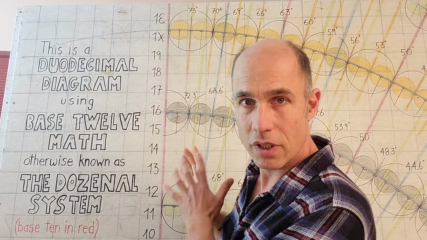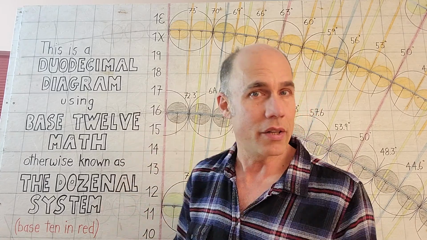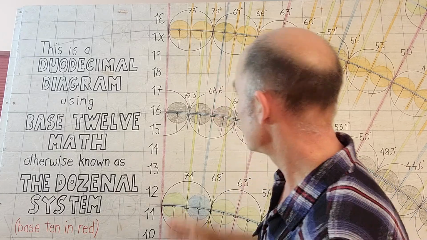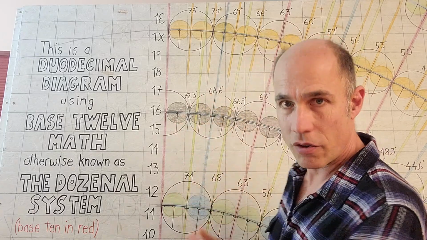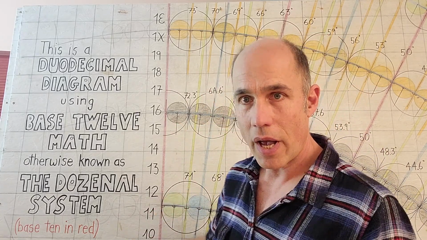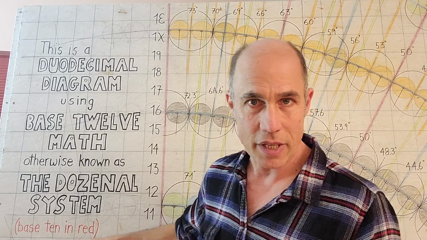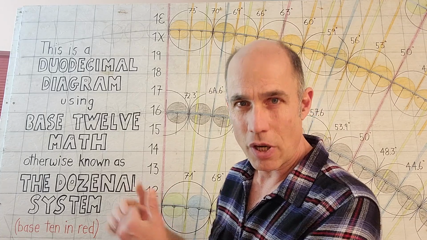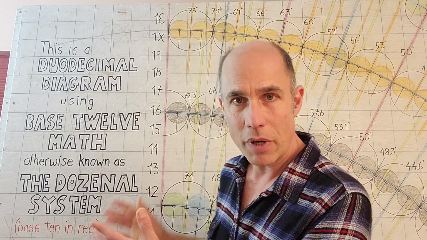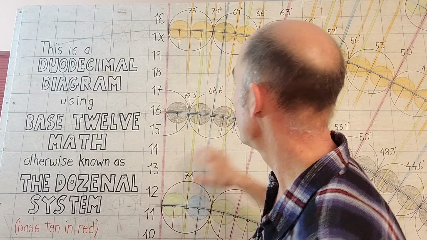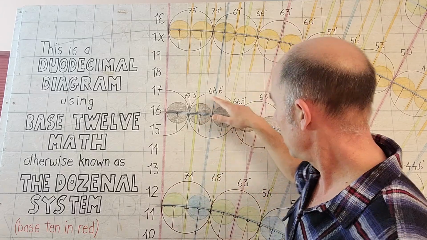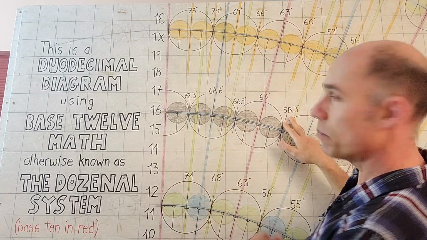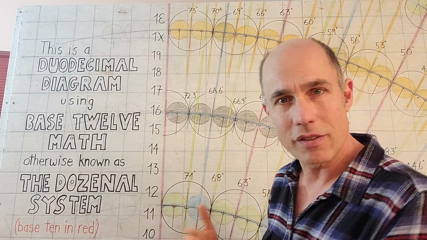So for this particular diagram, I've gone all in on the base 12 element. So all of the degrees, all the numbers are in base 12, although I have written some of the base 10 versions of the numbers in red. So when you see a red number, it's pretty obvious, base 10, base 12. But other than that, it's all in base 12. So you see some A's and there's a B here, just as unusual.